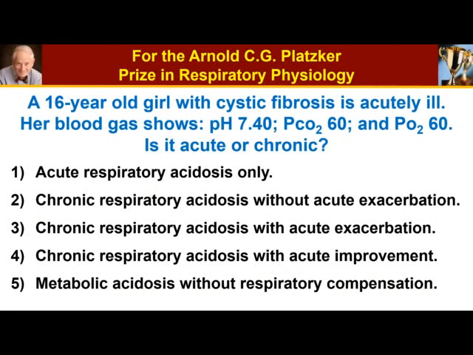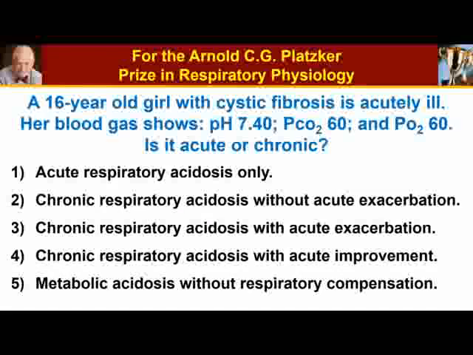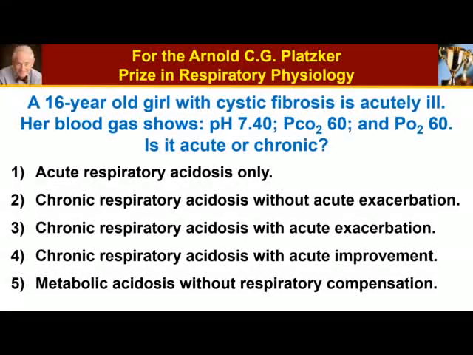All right, so another example: the same 16-year-old girl with CF, or a different one, acutely ill. Blood gas shows pH 7.40, PCO2 60, PO2 60. Is it acute or chronic? So again, the choices are acute respiratory acidosis only, chronic respiratory acidosis without acute exacerbation, chronic respiratory acidosis with acute exacerbation, chronic respiratory acidosis with acute improvement, metabolic acidosis without respiratory compensation. So look at those for a second.